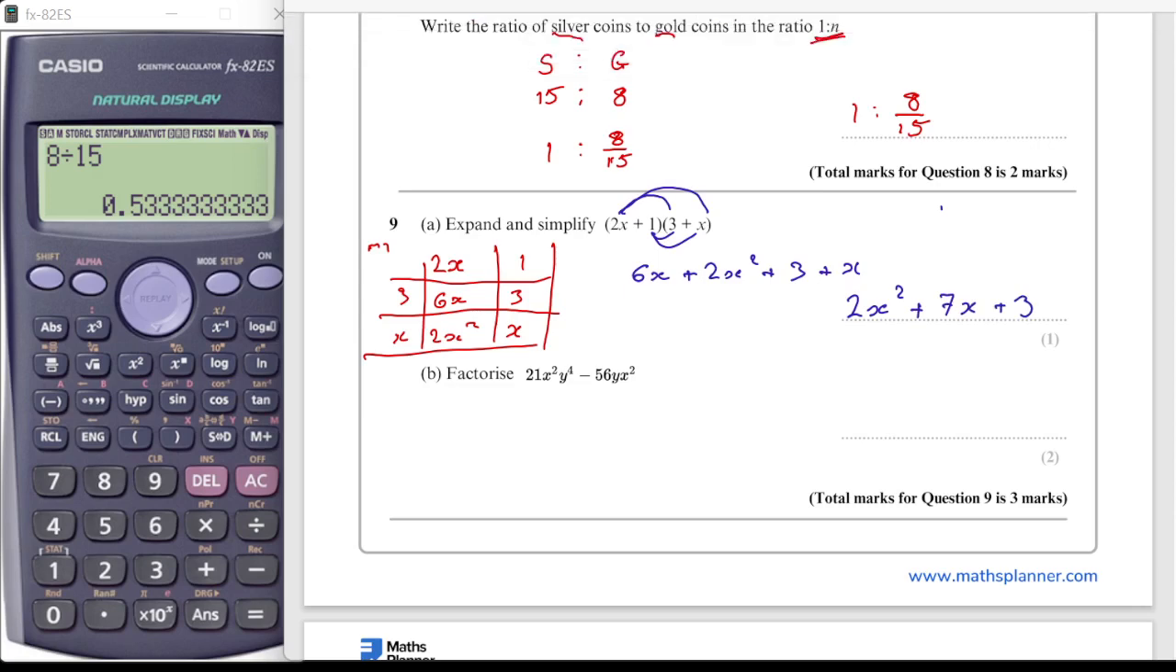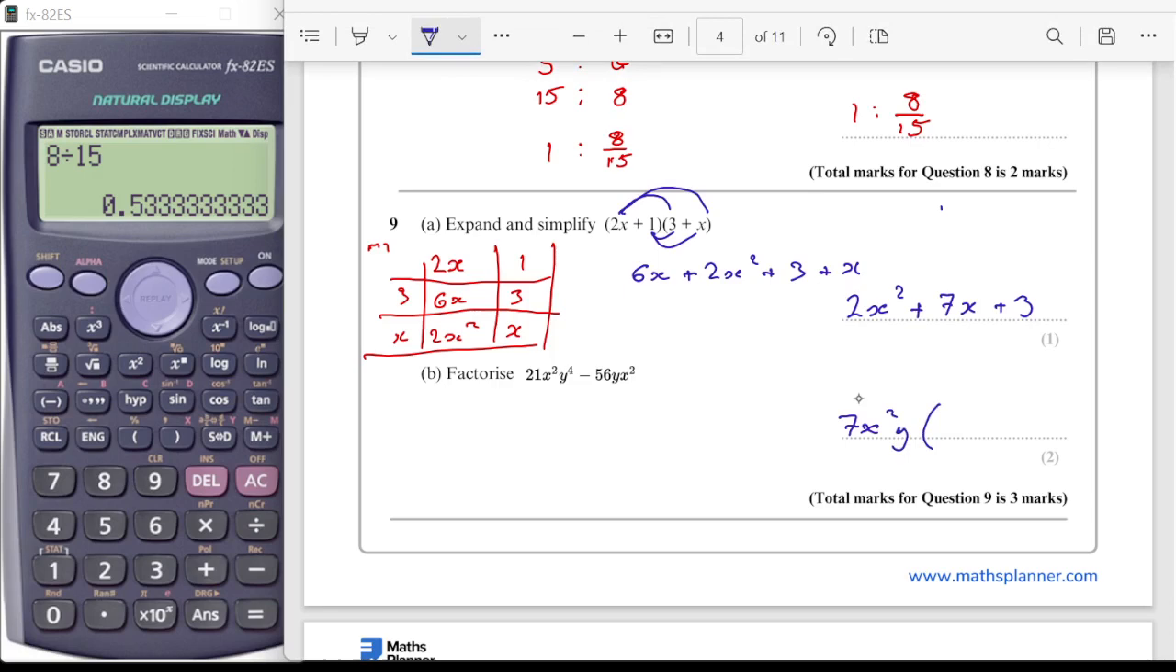And then my next one is factorize. So I'm looking for the highest common factor of 21x squared y to the power 4 minus 56yx squared. So the highest common factor of 21 and 56 is 7. So I'll take 7 out as a common factor. I've also got an x squared common to both parts, even though they're written in a different order here. Very clever writing of the question. Hopefully it won't have caught you though. And then I've also got a y common to both parts. So that's my highest common factor.